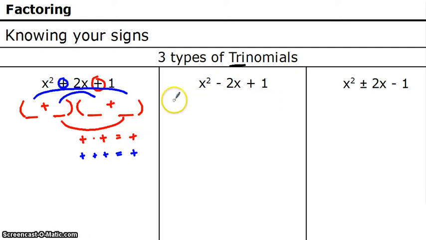The second type is very similar to this, except it's a minus in the middle and a plus on the end. We still have our two binomials here, except we don't want a plus and a plus because that won't add up to a negative. It's going to add up to a positive. So we actually want a minus and a minus. The reason this works is because a negative times a negative equals a positive number.